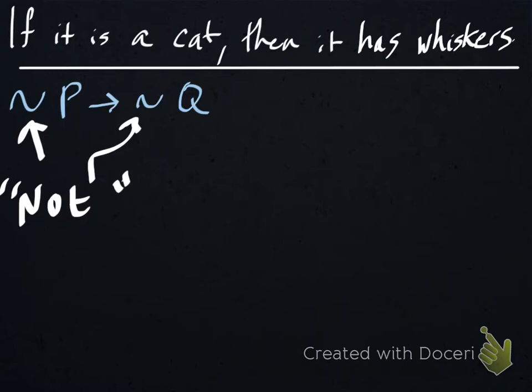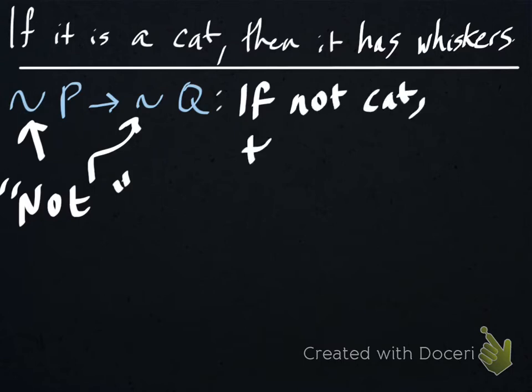So how does that look in terms of this actual statement? That would read, once again I'll abbreviate, if not cat, then no whiskers.